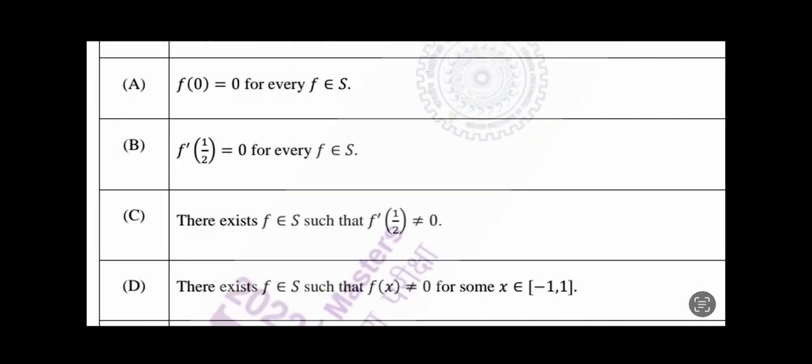If you see the first option, f(0) equals to 0, it is true. Okay, f'(1/2) is 0, because the function is 0, then its derivative at any point will be 0. So it is true. And here you see option B is true, but here you see the opposite. It says that it is not equal to 0, so this will be wrong. And again, since option A is correct, option D cannot be correct.